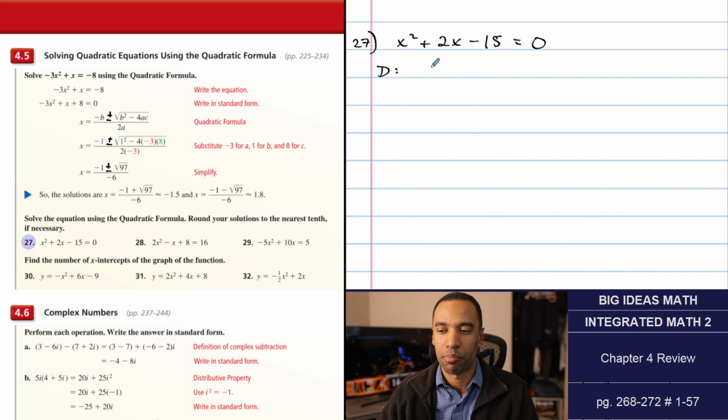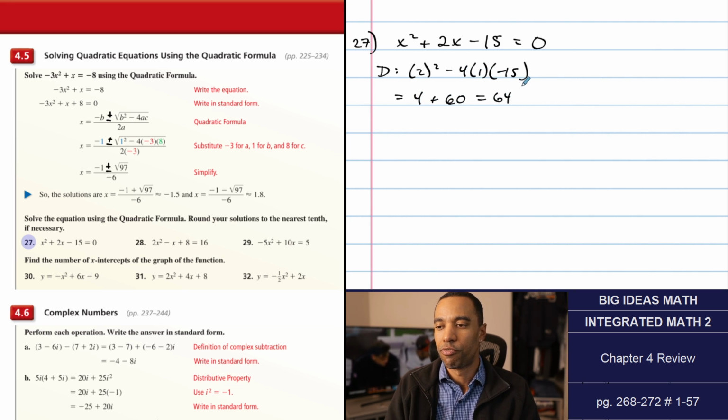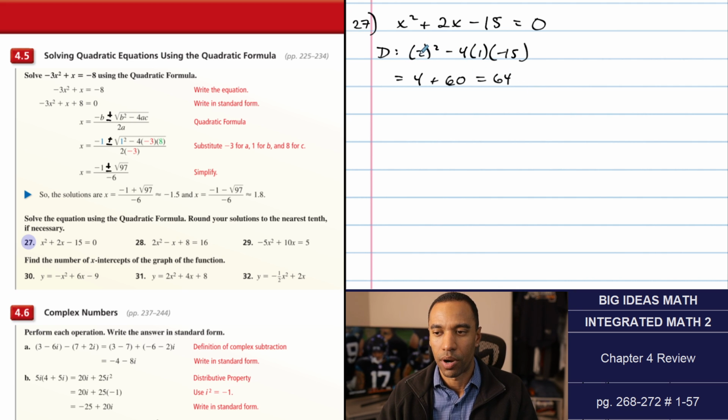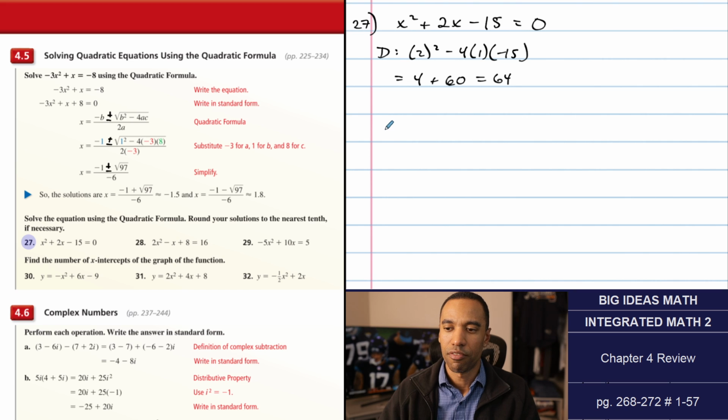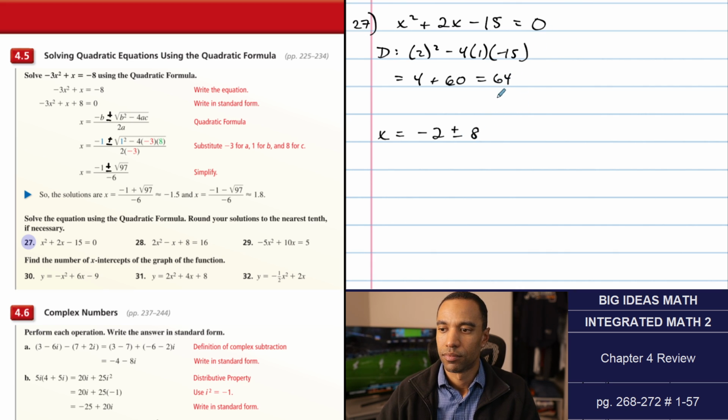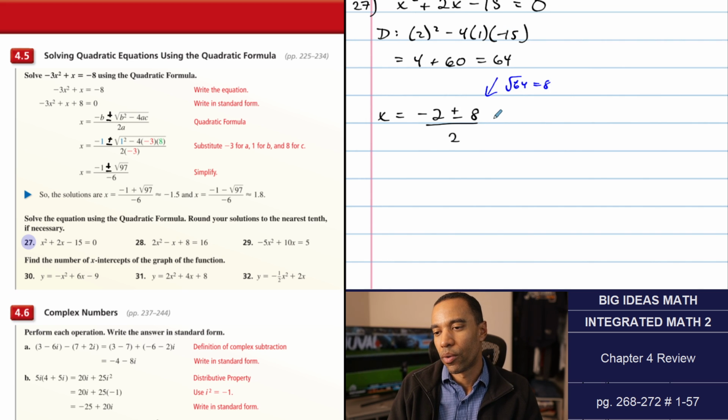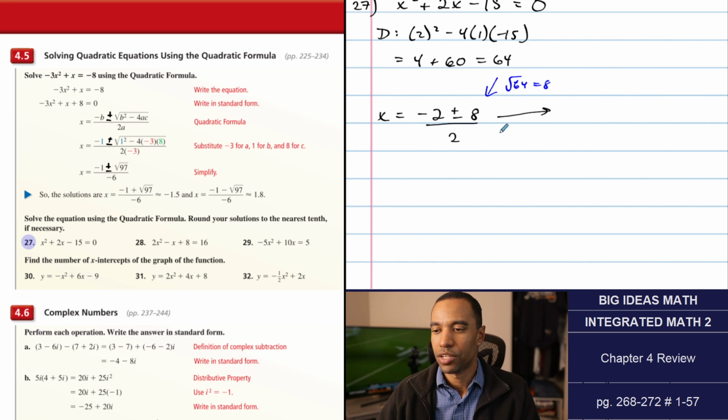I begin with the discriminant portion first of b squared minus 4ac. This evaluates to 4 plus 60, which is 64. 64 being a perfect square, this is the thing that goes inside the square root, b squared minus 4ac. So when it comes to solving, we have x equals negative b, that's negative 2, plus or minus the square root of 64. Square root of 64 is 8, all divided by 2a. 2 times 1 is 2. So we're going to be doing negative 2 plus 8 over 2 and negative 2 minus 8 over 2.